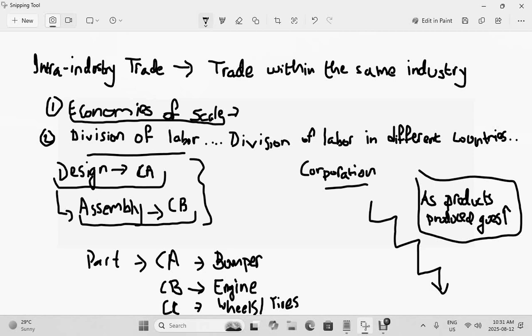And these are the two reasons why countries and companies, especially corporations, profit or gain from intra-industry trade compared to a small business. Because a small business may be located within one country, as a result of which it may not be able to profit or gain from economies of scale, or from division of labor.